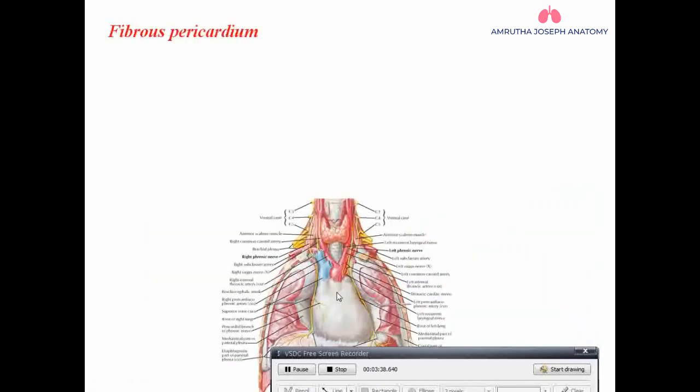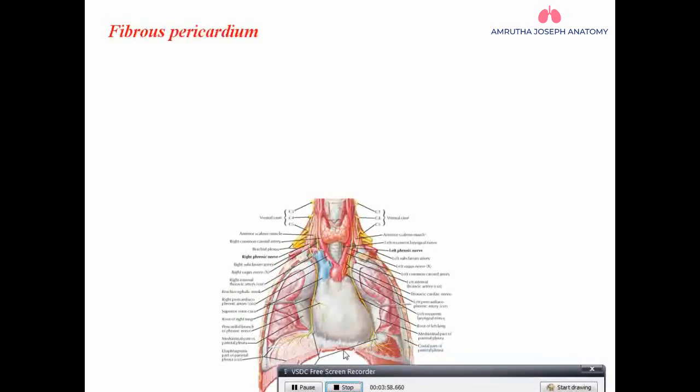So this is how the pericardium looks, in the area between the two lungs. This is the mediastinum. Structures like the heart and the great vessels can be seen in this area. The heart is resting on this structure called the diaphragm. Let's see fibrous pericardium.